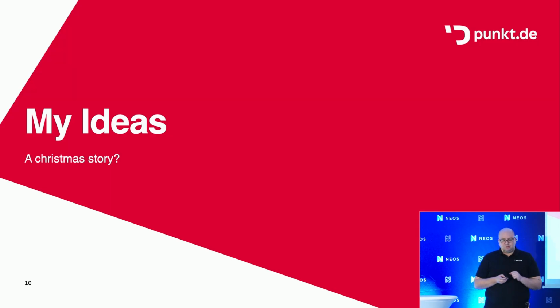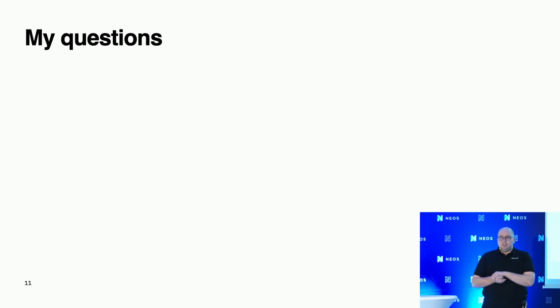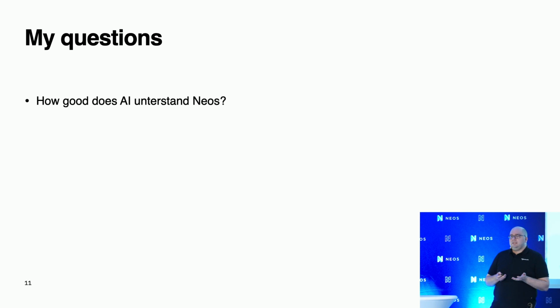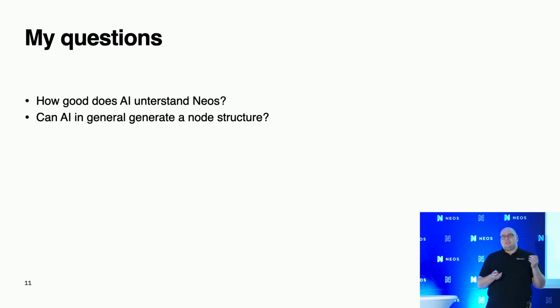A small Christmas story, because it all happened in my last Christmas holidays. So my ideas, or better said, what are my questions? In the first place, I ask myself, what can be achieved with AI, with Neos? So the first one is, how well does AI understand Neos? If AI understands Neos well enough, can I get something like a node structure from it? From the point of view of a developer, with such a node structure, I could possibly build something.